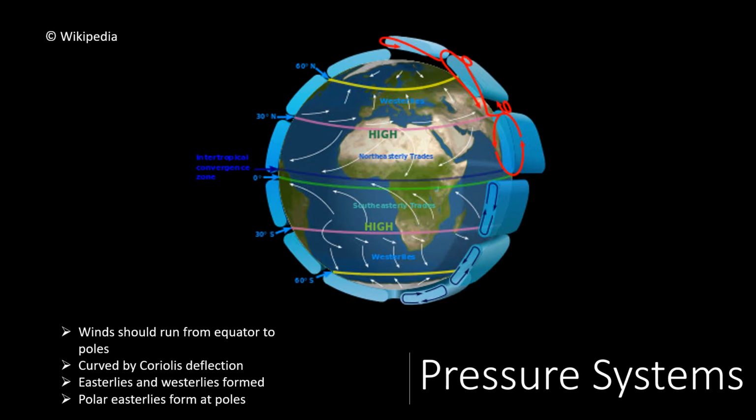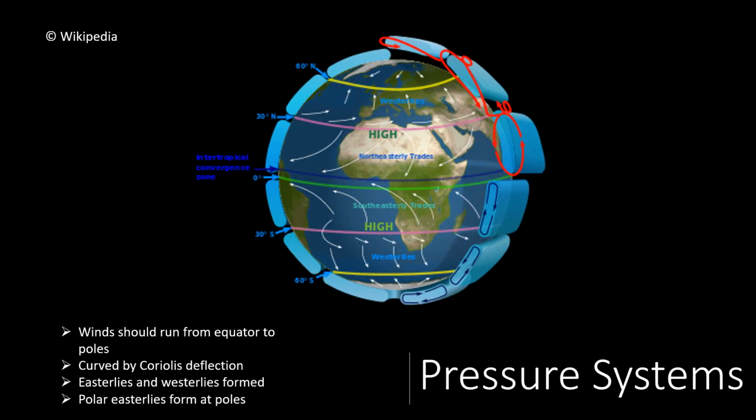Putting this into context, it would be expected that the convection cells that are generated as a result of these pressure gradients would run directly from the equator to the poles. However, this isn't quite the case. This is because all moving things, including water and air currents, are affected by something known as Coriolis deflection. This theory stipulates that the Earth's spin causes all moving things to deviate slightly from their straight path. In the northern hemisphere, all moving things are pulled slightly to the right, whereas in the southern hemisphere, all moving things are pulled slightly to the left.